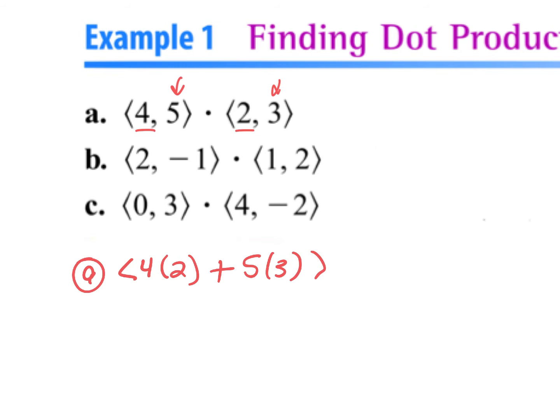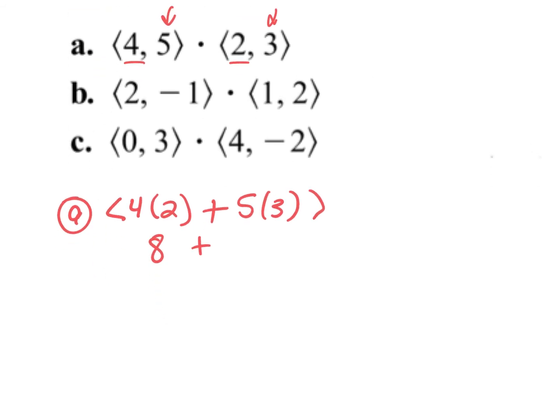It's not in vector notation or anything like that. You're just going to get a number. So I have 4 times 2 is 8, plus 5 times 3 is 15. So what is the dot product of vector 4, 5, and 2, 3? I add it together and I get 23. It's just a singular value. We don't put it in any kind of notation. Make sense? Okay, let's look at B.